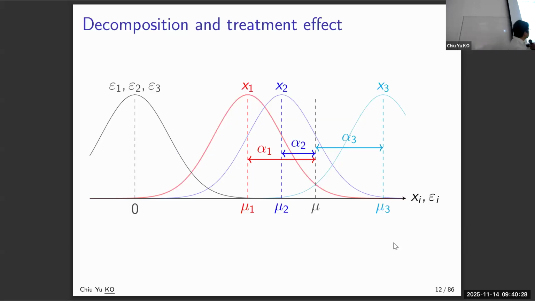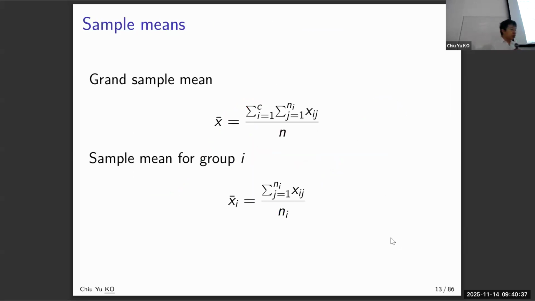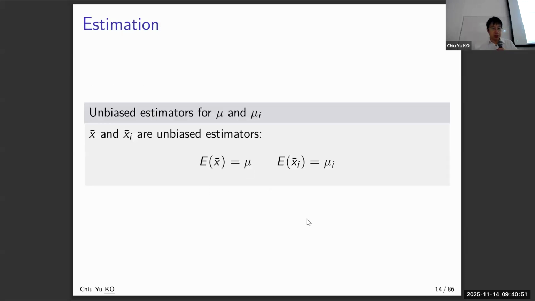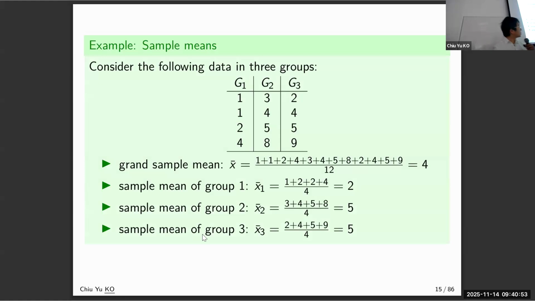So the idea, this is the alphas. We want to see whether alphas are all zero or mu's are all the same. Before we do so, let's define the estimator x bar as the estimator of mu, and x bar i as the estimator of mu i. So that will be the notation. And we know how to find them, right? That's not something difficult.